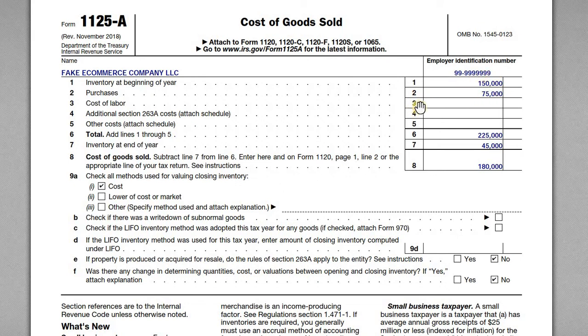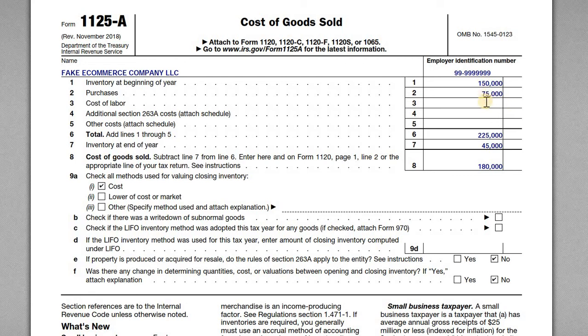75,000 worth of purchases. Now, if you have labor costs or other costs that are inventoried, then you would have those down here. Cost of labor would be something to the effect of if you were actually manufacturing your own product, right? So you had direct labor costs that were going into building the product. But in this case, the e-commerce company, this fact pattern, they just buy their inventory from a wholesaler, store it, and then flip it, right? So they resell it via their platform because they're an e-commerce dropshipper, right?